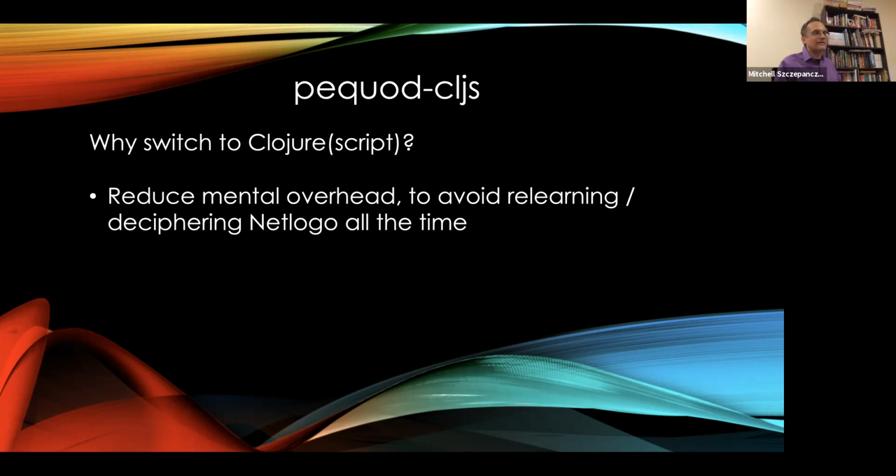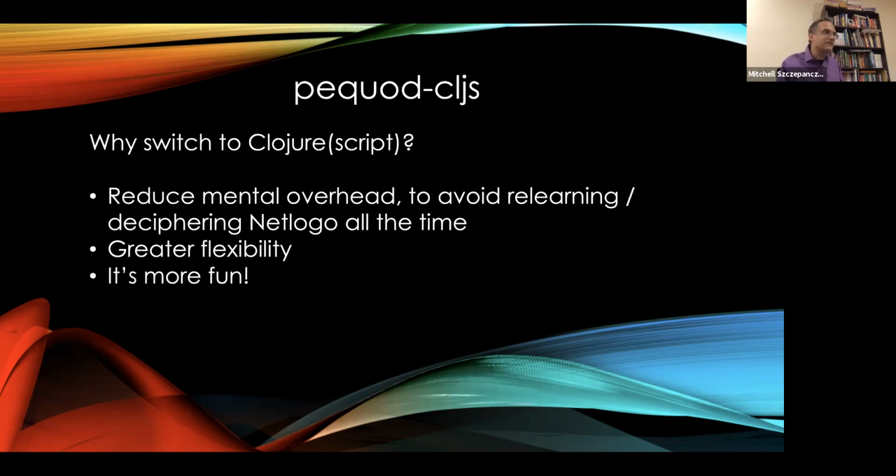And I found myself, rather than working with code and trying to get code to work, having to redecipher NetLogo all the time. So for me, that was a big motivation to switch to something that I had a lot more familiarity with. Reducing that overhead proved to be advantageous. There's greater flexibility there. Since Clojure and ClojureScript are general programming languages, potentially the sky's the limit for what we would want to do. And that proved to be handy later on, as we'll see later in this presentation. And I just thought it was more fun to code in Clojure and ClojureScript than it was in NetLogo.